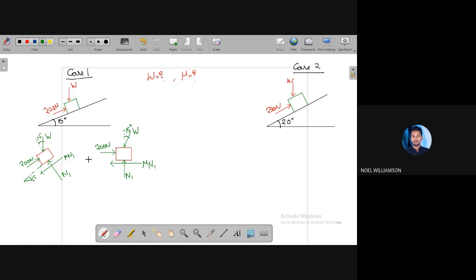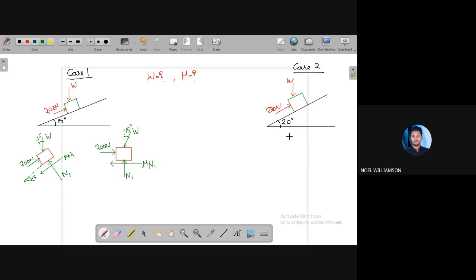Now using this you can find sigma fx equal to 0, which gives one relation. Sigma fy equal to 0 gives another relation. Those are equation number 1 and 2. From case 2 also you will get equation 3 and 4, and solving all these 4 you will get the value for W and mu. Okay, I think you can do this, so please try.